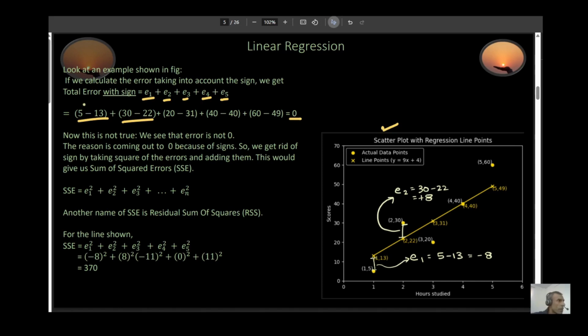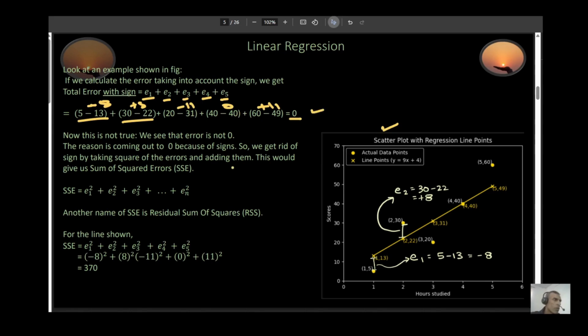You see, this is -8. Okay. This is your +8. So they cancel out. This is your -11. This is your 0. This is your +11. So -11 +11 cancels out. And this is 0. So the answer comes out to be 0.